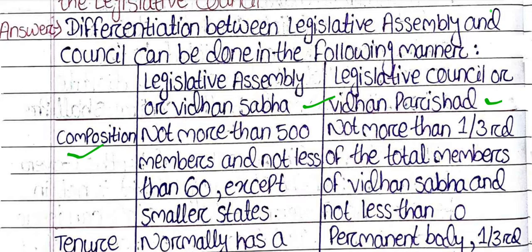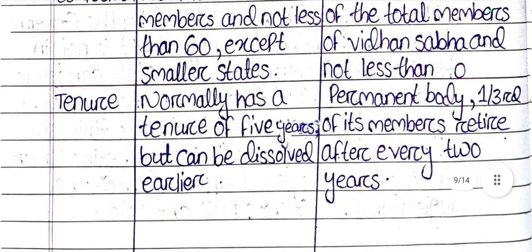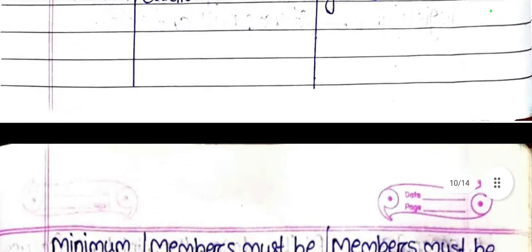So composition. Not more than 500 members and not less than 60, except smaller states. For the council, not more than 1/3 of the total members of Vidhan Sabha, not less than 40. Then tenure. The assembly normally has a tenure of 5 years but can be dissolved earlier. The council is a permanent body, 1/3 of its members retire after 2 years.